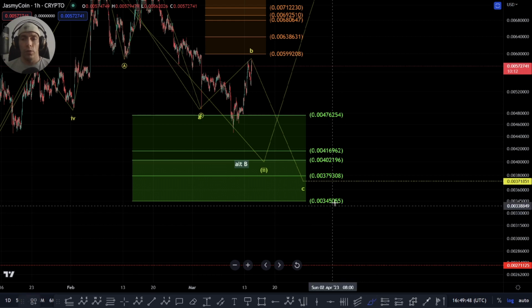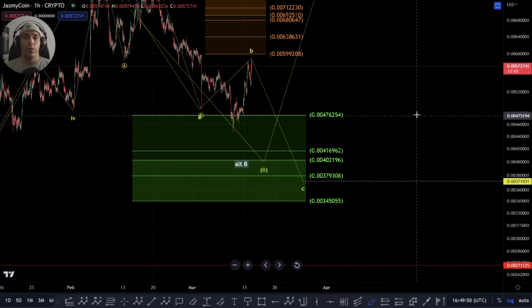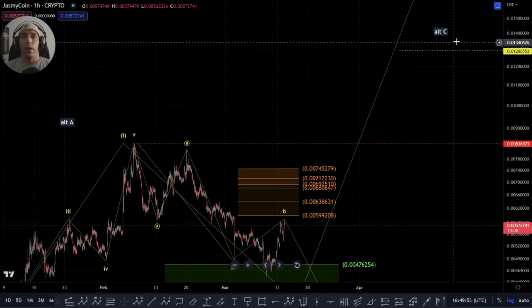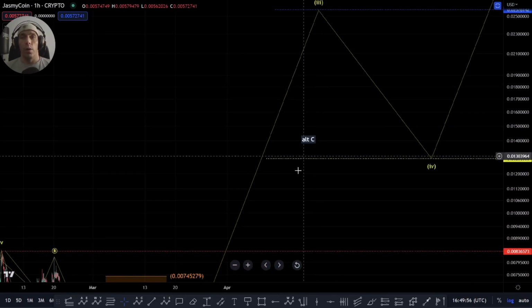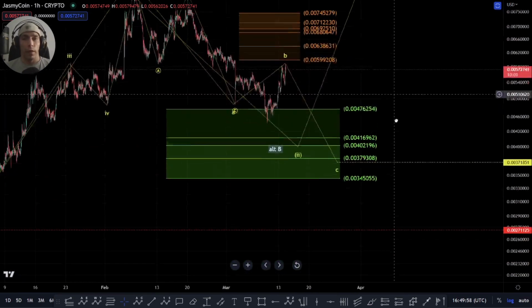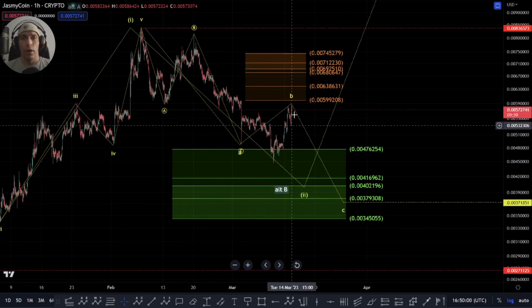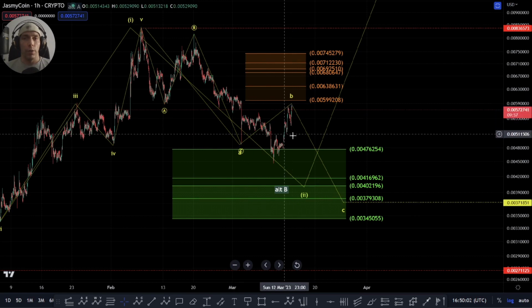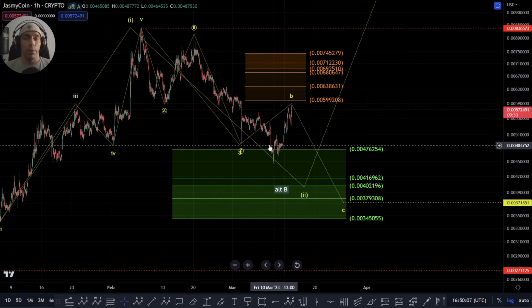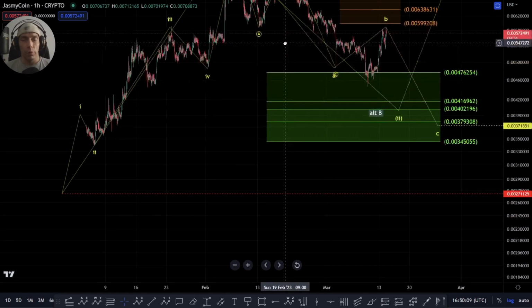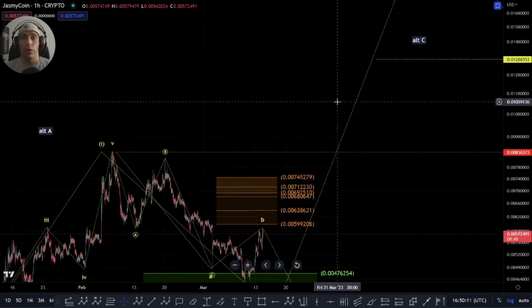So for as long as this 0.00345 region holds, potentially we have that possibility of looking for this move up in a C wave and/or a wave three if it moves high enough. We don't have enough confirmation yet. Like I said, this could actually look to be a B wave connector in here, and then we look to push down one more time here. So that's what we're looking for at the moment within the structure.